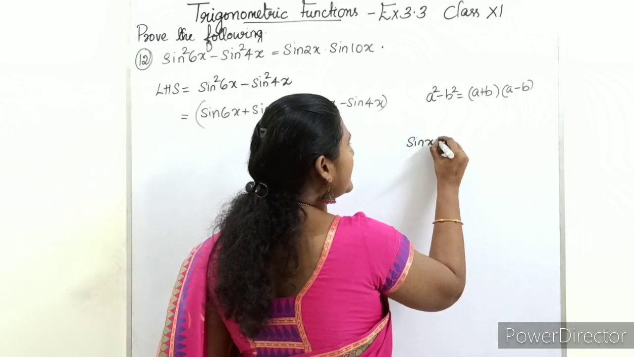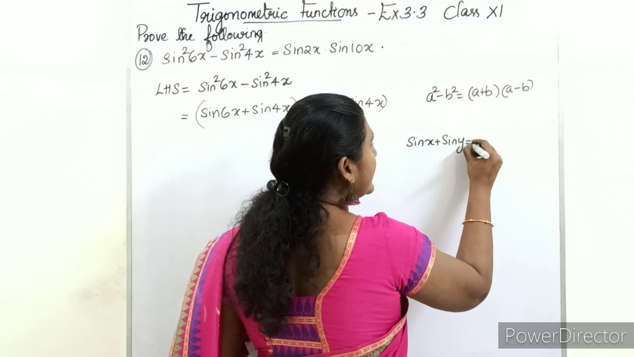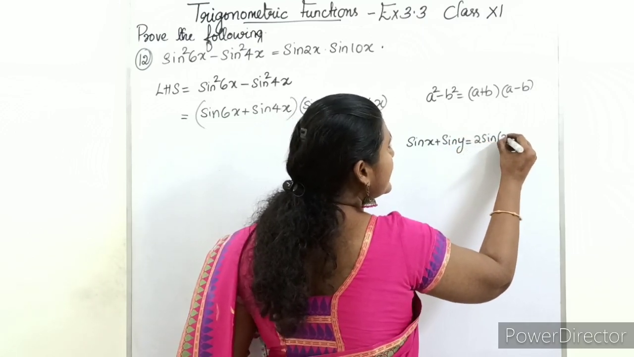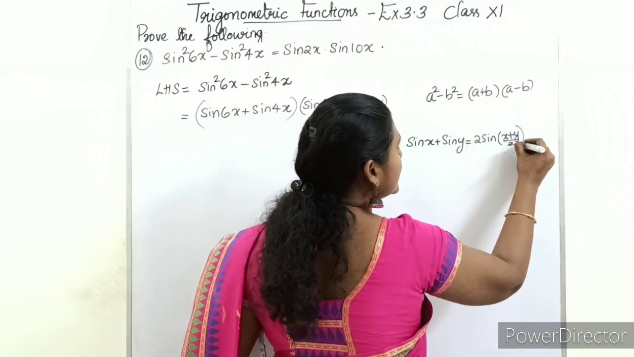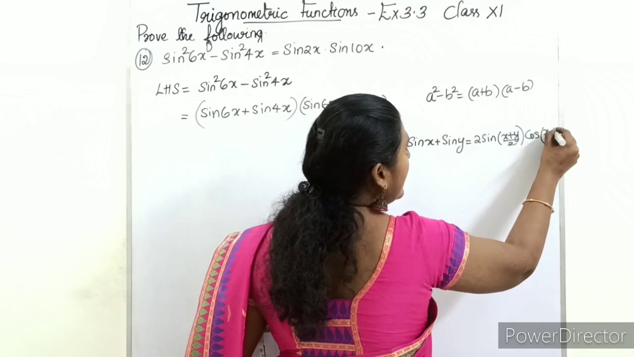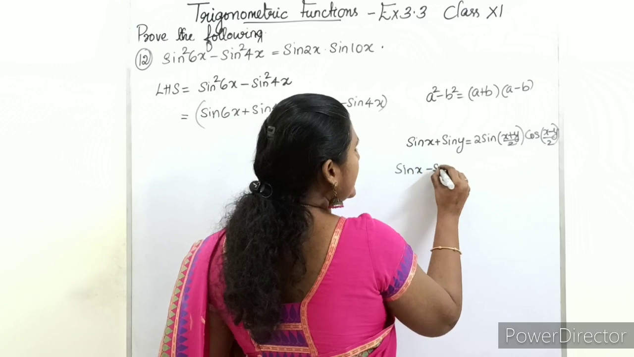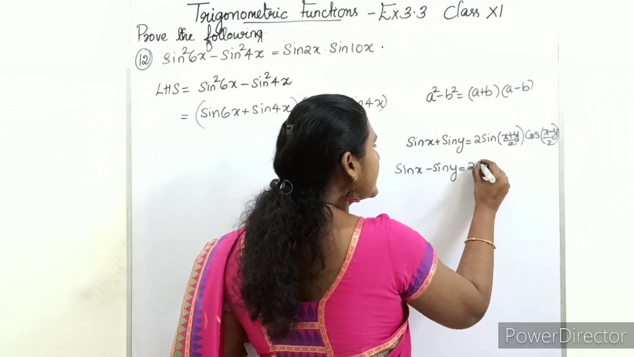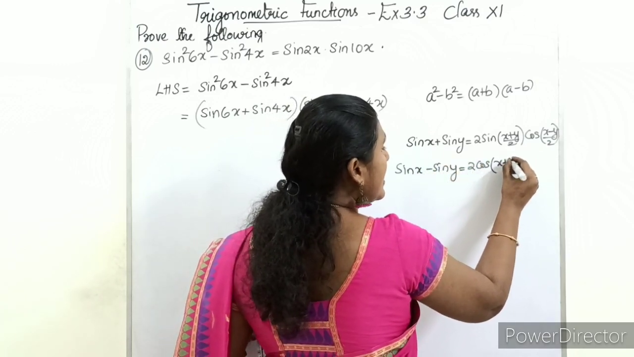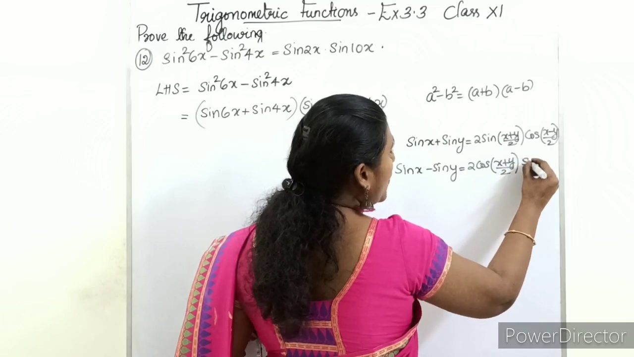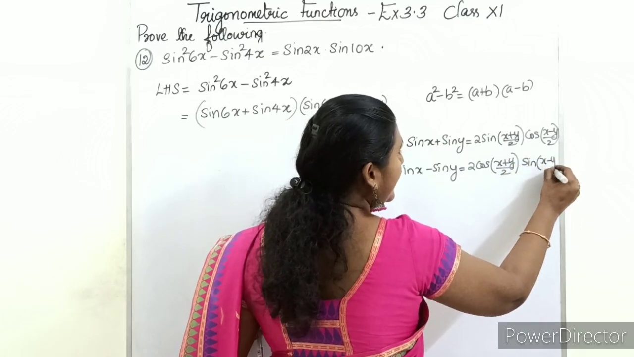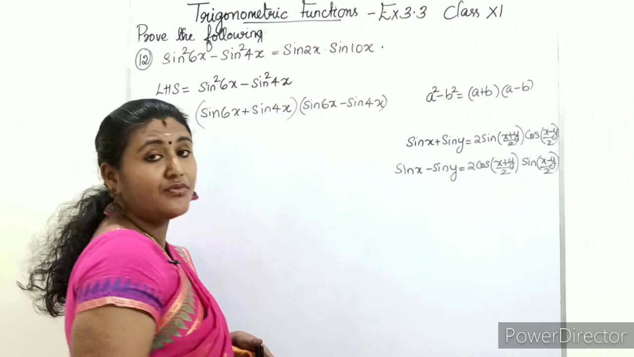What is the sin x + sin y identity? That is 2 sin((x + y)/2) into cos((x − y)/2). And similarly, sin x − sin y is 2 cos((x + y)/2) into sin((x − y)/2). All these formulas you should know by heart, then only you can do these types of questions.